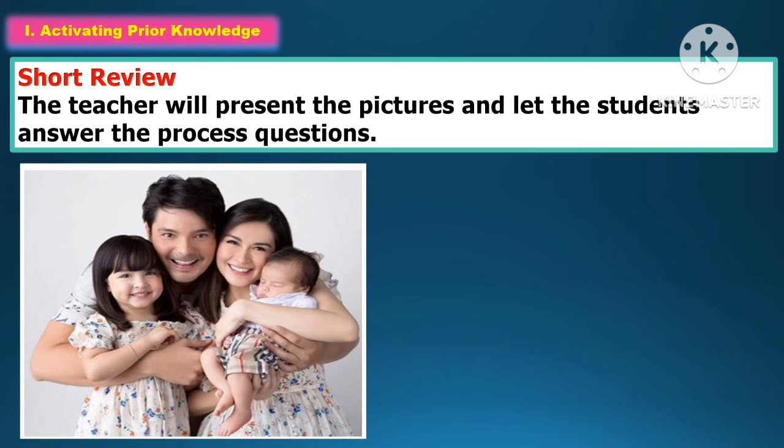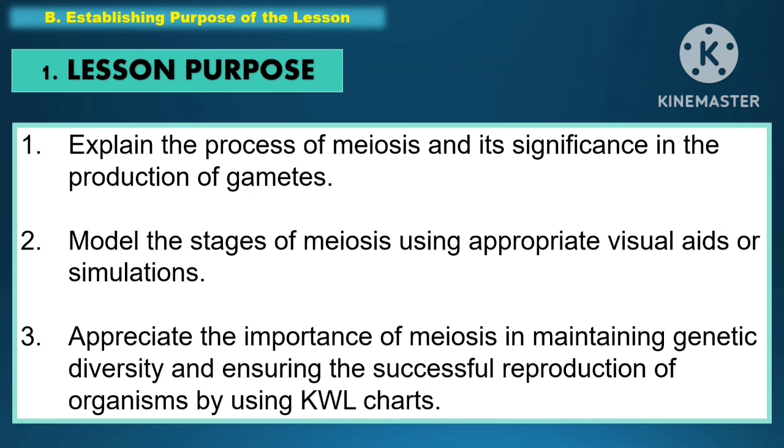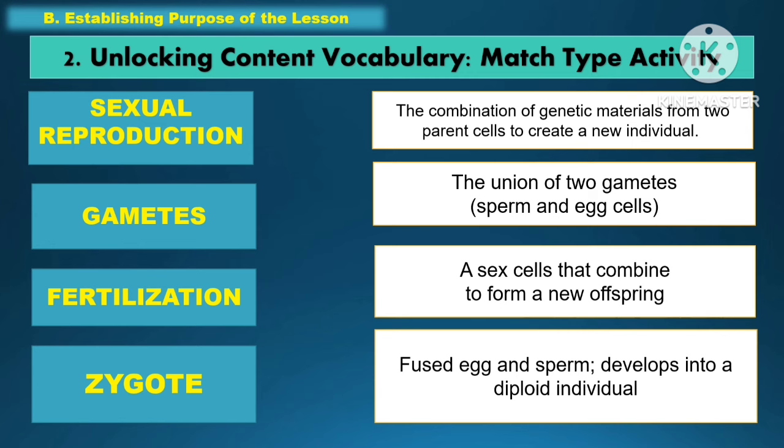In activating the prior knowledge, the teacher will present the pictures and let the students answer the process questions. In establishing the purpose of the lesson for unlocking of content vocabulary, the teacher will use the match type activity.